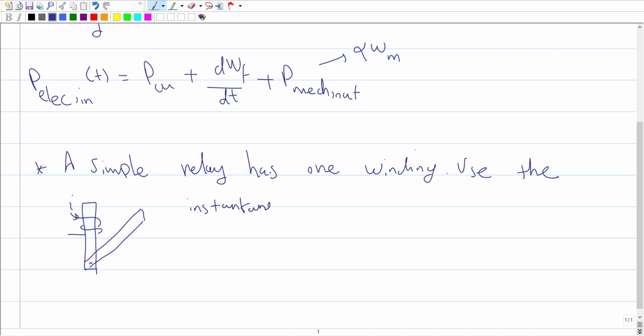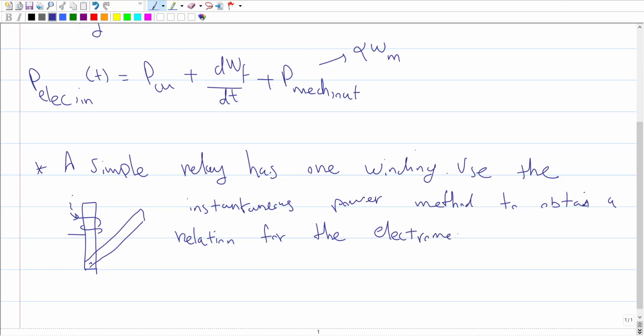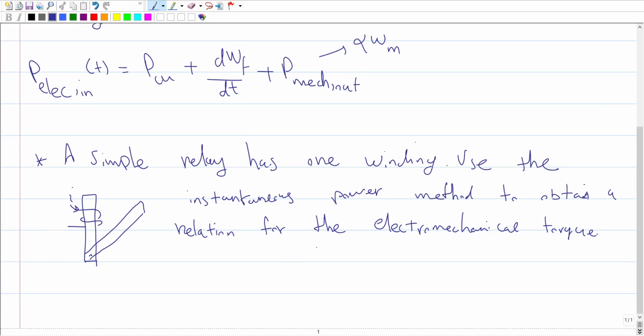Okay, and as one winding, use the instantaneous power method to obtain a relation for the electromechanical torque. We presumably know the answer.